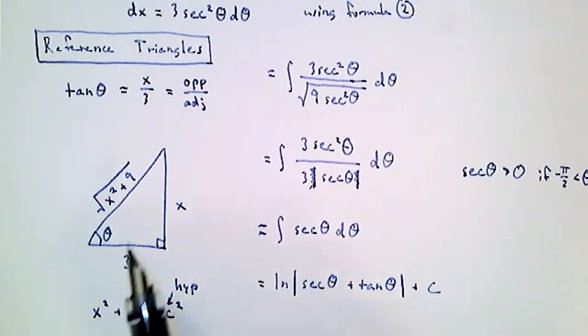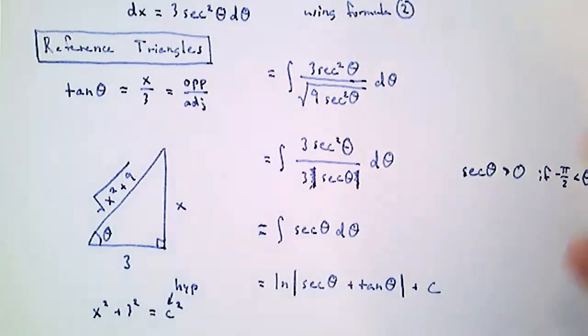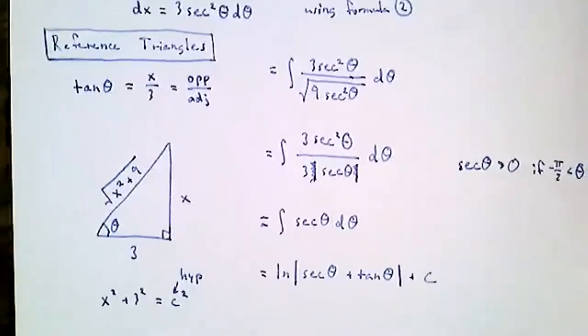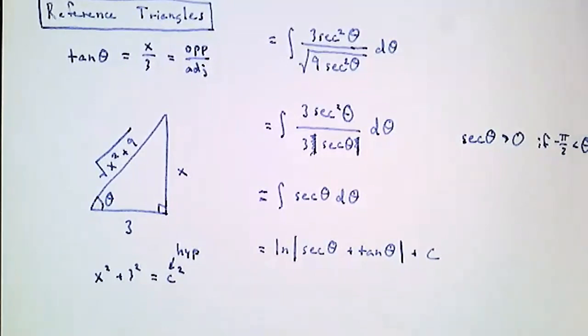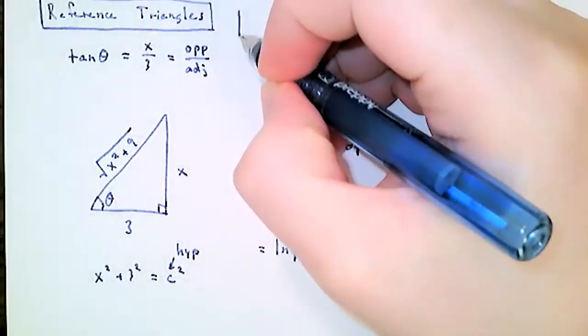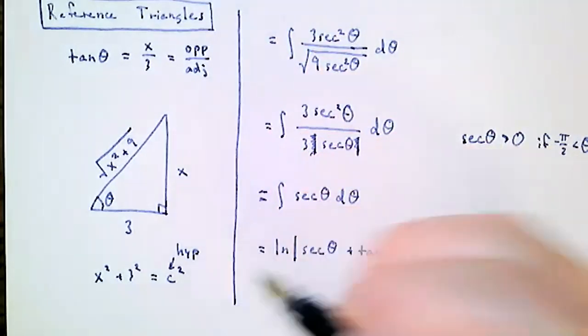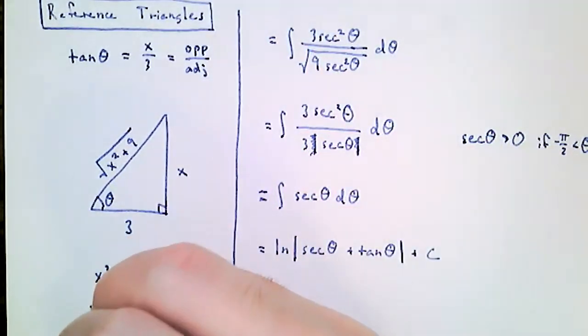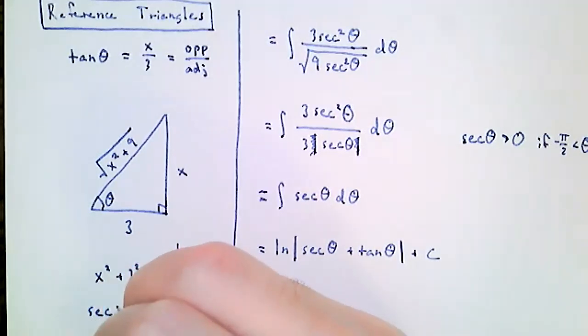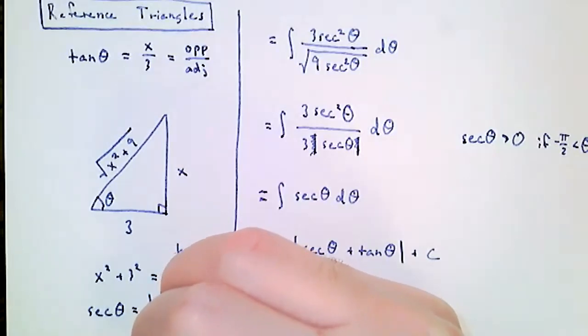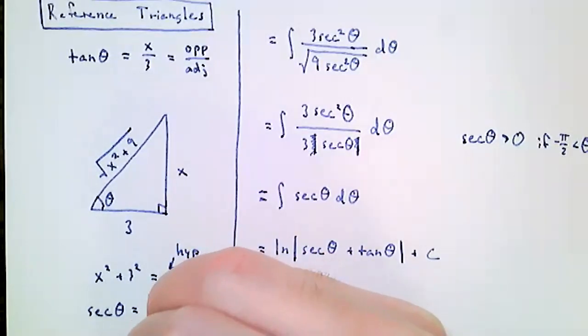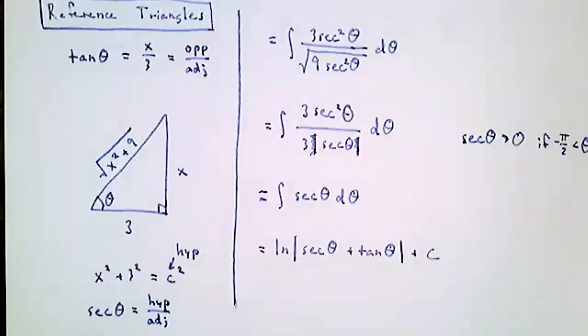And once we draw this reference triangle, we can now find secant of theta and tangent of theta. I guess we already know tangent of theta is x over 3, but we will need it for secant theta. Maybe down here below my triangle, I'll remind you that secant theta, remember, is 1 over cosine, or the hypotenuse over the adjacent side of our right triangle there.